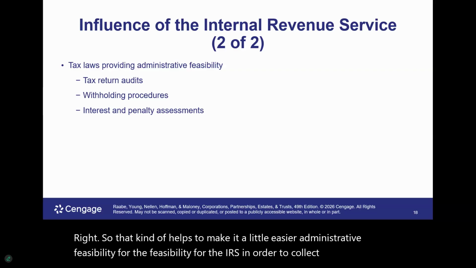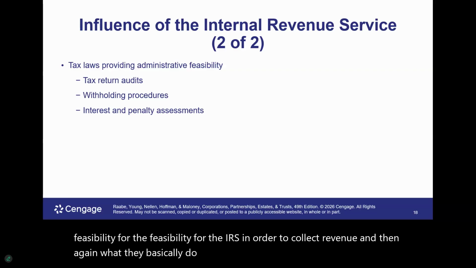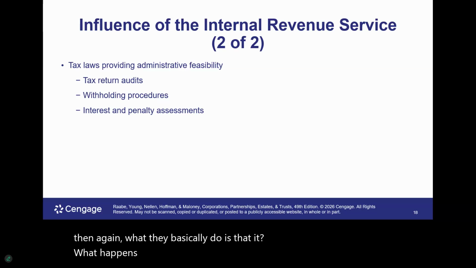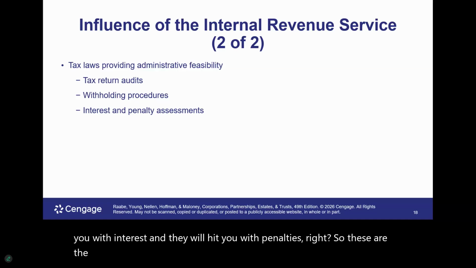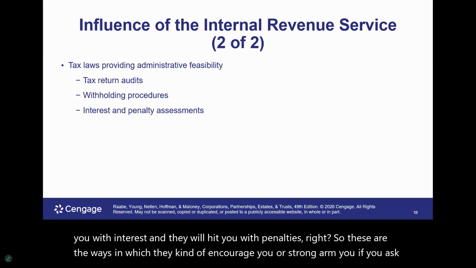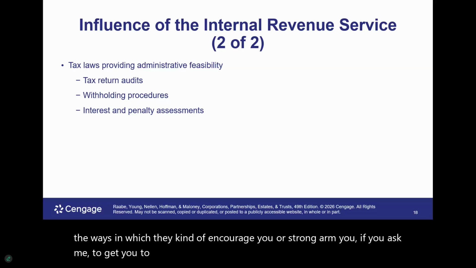And then what happens is that if you do not pay the taxes, ultimately they'll hit you with interest and they will hit you with penalties, right? So these are the ways in which they encourage you, or strong arm you, if you ask me, to pay the taxes.